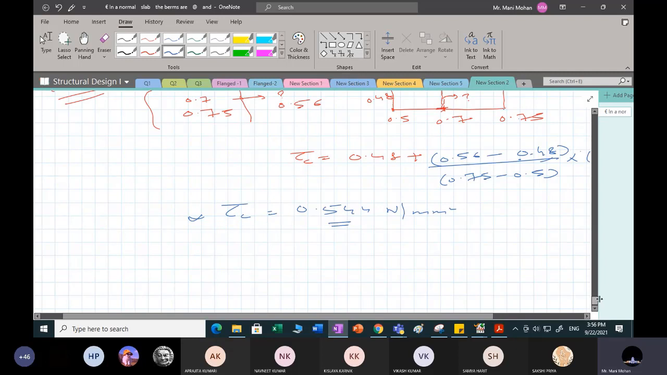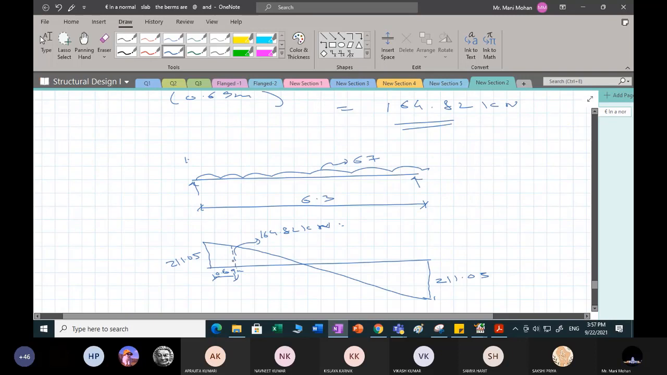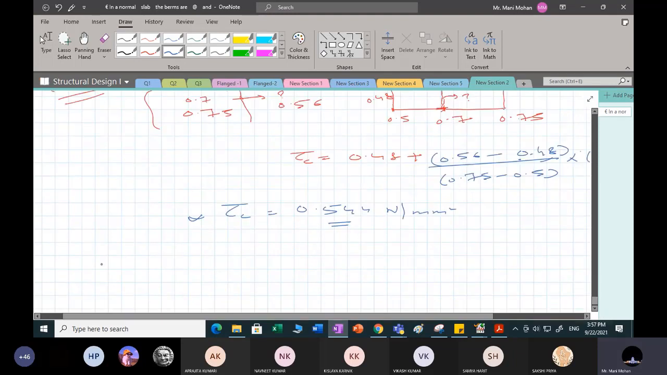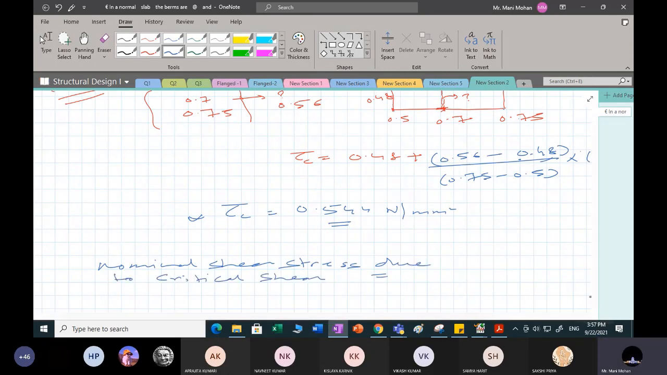Now, I would like to know what is the shear stress at this critical section. What is the shear stress at the critical section because of this particular load? So I will compute the nominal shear stress due to load, or critical shear. So this will be how much?